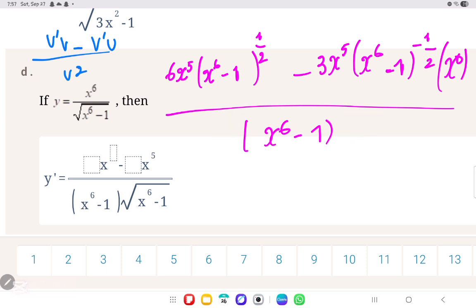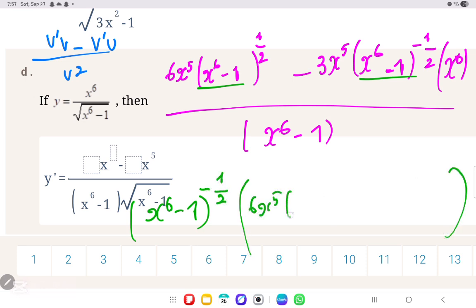Now what do we do? From the top, as we can see, we have these two in common. So we will take out the least common factor. So when you take it out, what do you get? You're going to get x^6 minus 1 to the power of what? What is the least common factor between 1 over 2 and minus 1 over 2? Definitely it's the smaller number, which is minus 1 over 2. Now we will multiply it all by what? By 6x^5 times x^6 minus 1 to the power of 1 over 2 minus 1 over 2, because we took it out, so it's going to be 1, minus 3x^5, this we can cross because we took it out, times x to the power of 6.